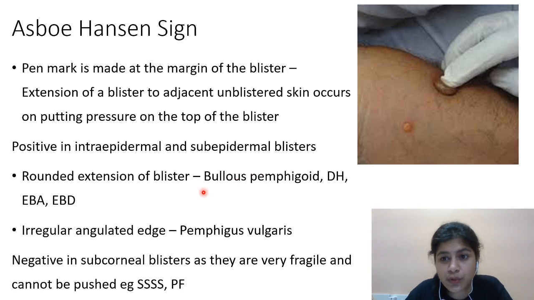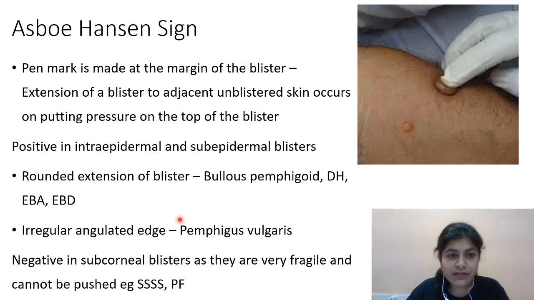Okay, so it is going to be positive in both intraepidermal as well as subepidermal blistering conditions. But when it gets extended in an angulated fashion, that is suggesting that the blistering that you are dealing with is intraepidermal. While when the same extension happens rounded, that is suggesting that the blistering that is present is subepidermal.